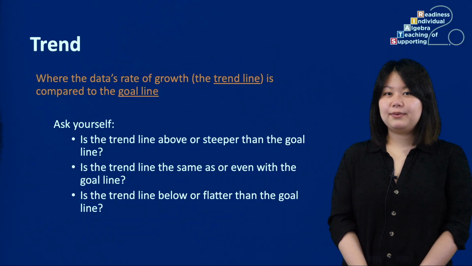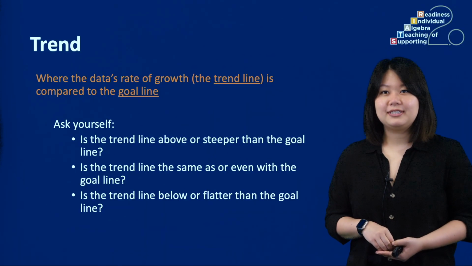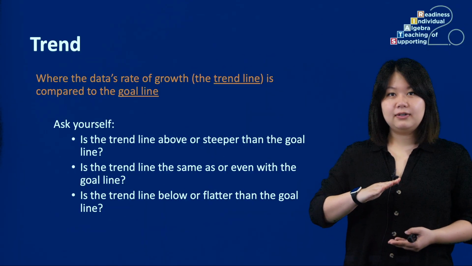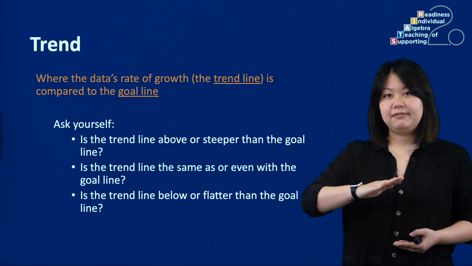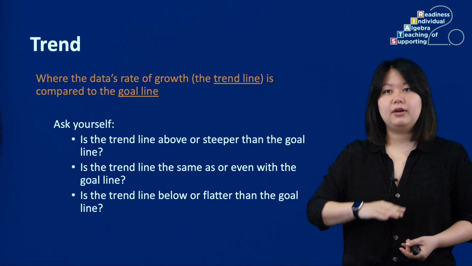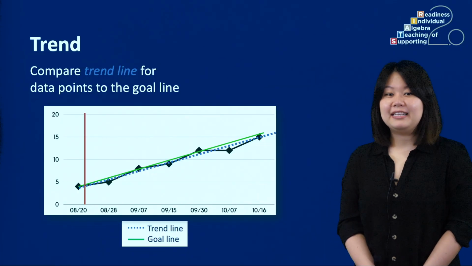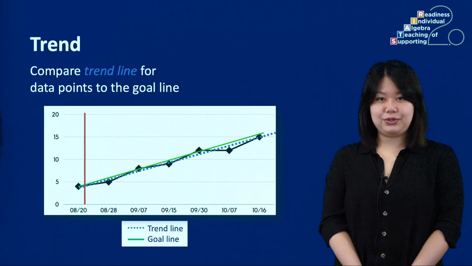Next, when we look at trend, we're looking at the data's rate of growth compared to the goal line. You might ask yourself, is the trend line above or steeper than the goal line? Is the trend line even or about the same as the goal line? Or is the trend line flatter or below that goal line? So when we're talking about the trend of the data, we're comparing the trend line for the data points to the goal line. The goal line is based off the goal you've established for that student.